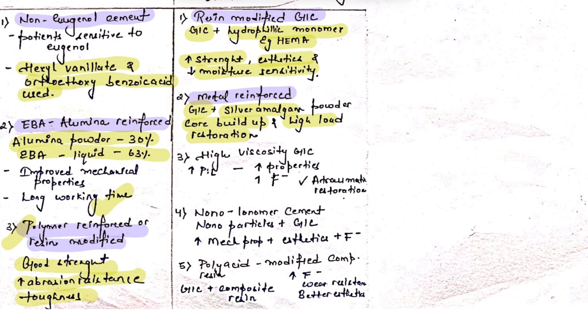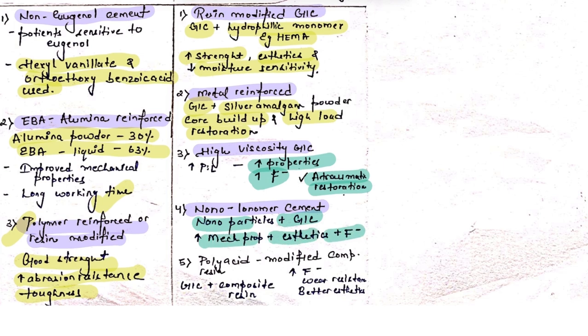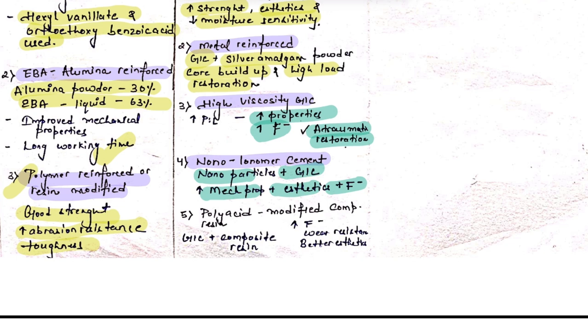The third type of modification we have is high viscosity GIC. Over here we increase the amount of powder we use, so that increases the viscosity. It increases the properties, it increases the fluoride releasing ability of the GIC, and it is used for atraumatic restoration. Then we have nano ionomer cement. We add nanoparticles into the GIC. It enhances the mechanical properties, aesthetics, and fluoride releasing ability, so that is anti-cariogenic. So it increases basically all the properties.